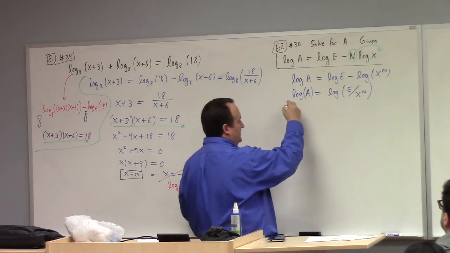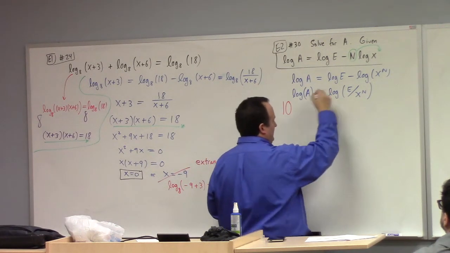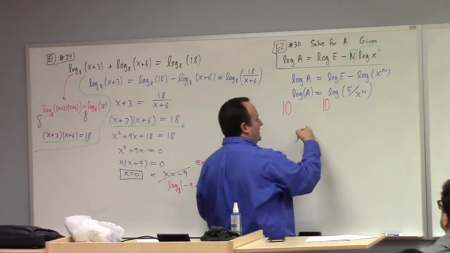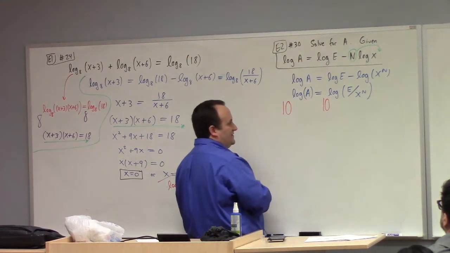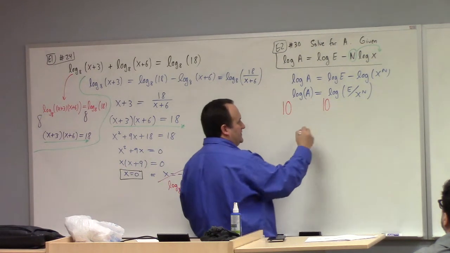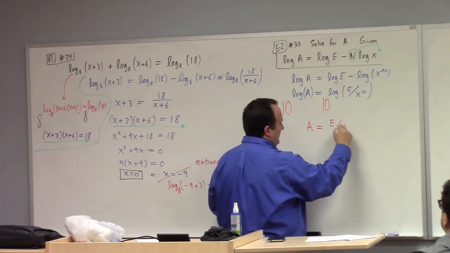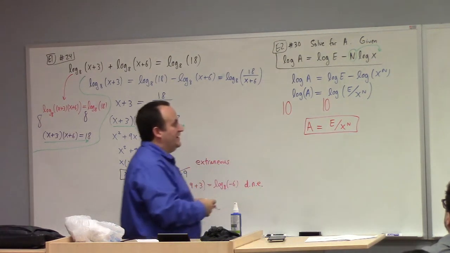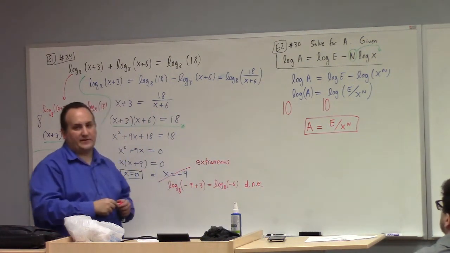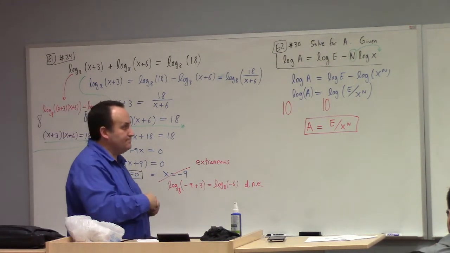Another way you could look at it is I just exponentiate both sides base 10, like this: 10 to the log, 10 to the log. And since log and exponentiation base 10 are inverse functions, this just gives me a equal to e over x to the n. And there you go. And that, in fact, is one of my answers. Now, yours will look different, but it's the same in spirit, number 30 in week 12 homework.